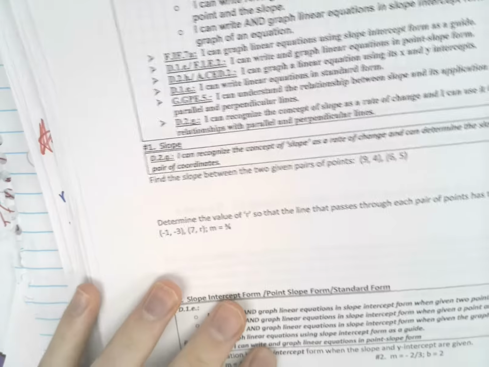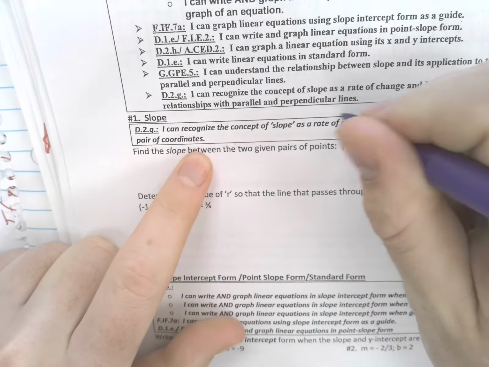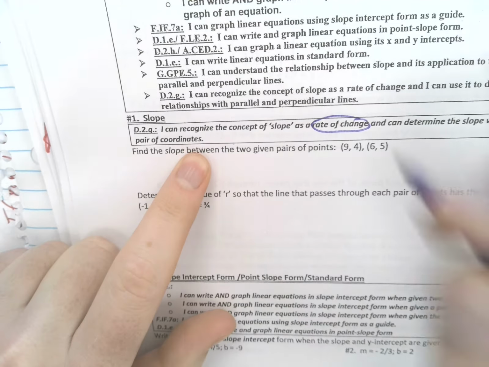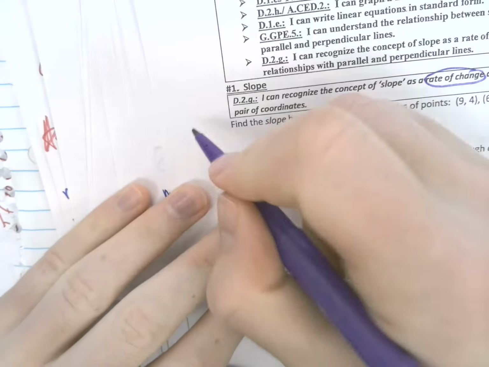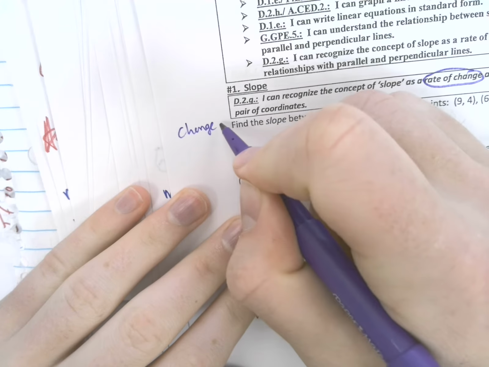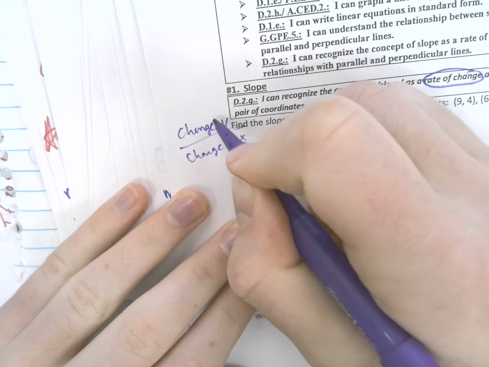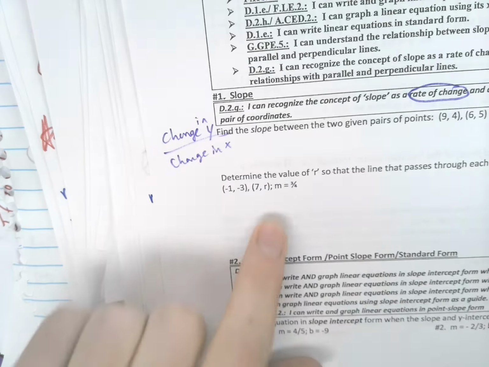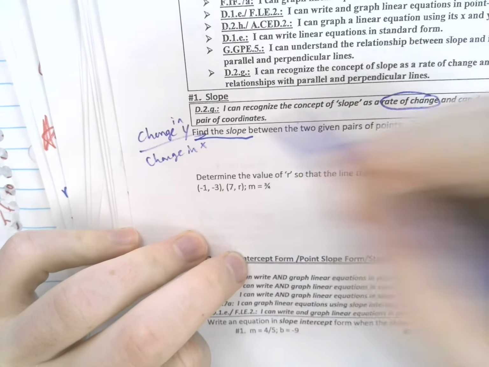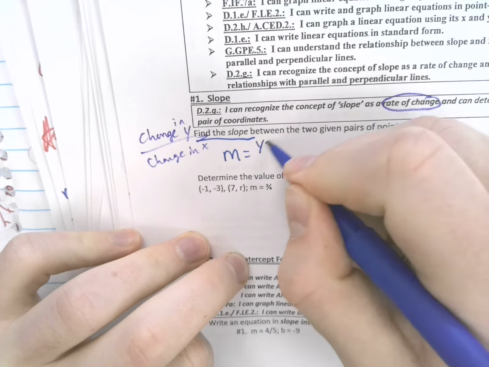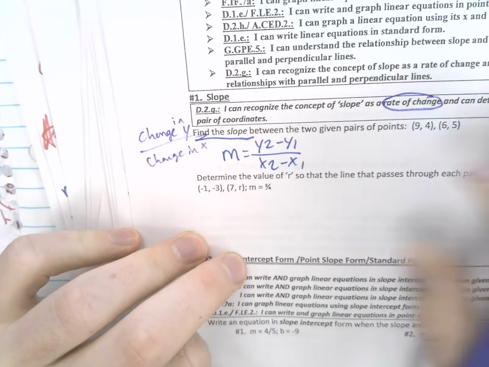Let's see about finding slope. So slope is just recognizing that we've got a rate of change. So I'll write this over here. We know slope is the change in y over the change in x. In other words, the formula we use, if they ask you to find the slope, is y2 minus y1 over x2 minus x1.